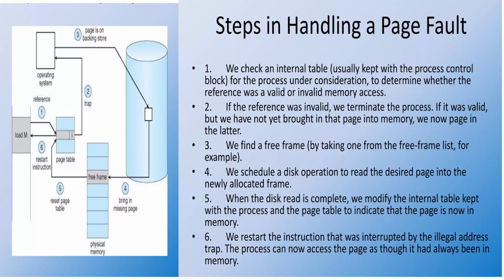3. We find a page frame by taking one from the free frame list. 4. We schedule a disk operation to read the desired page into the newly allocated frame. 5. When the disk read is complete, we modify the internal table kept with the process and the page table to indicate that the page is now in memory. 6. We restart the instruction that was interrupted by the illegal address trap. The process can now access the page as though it had always been in memory.